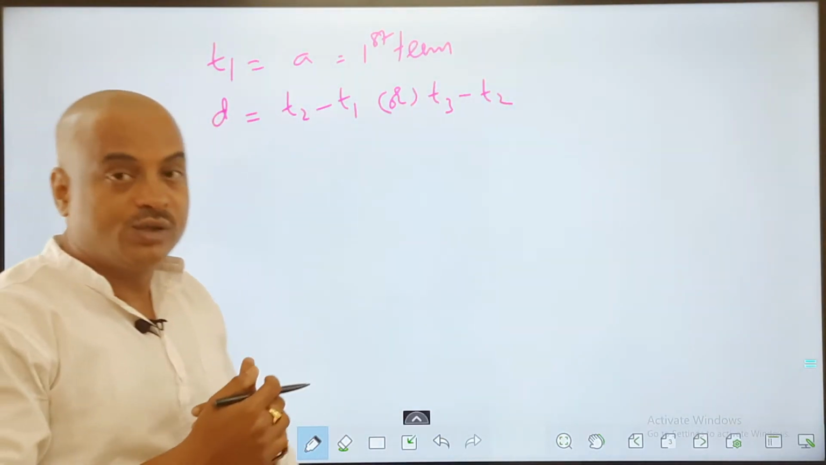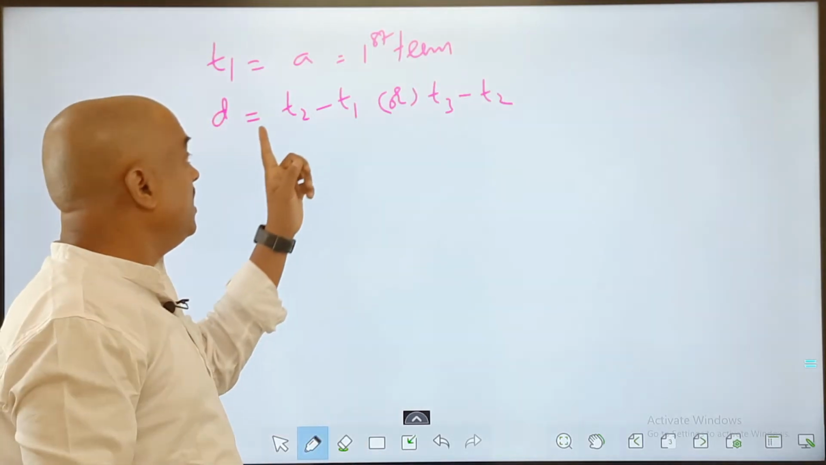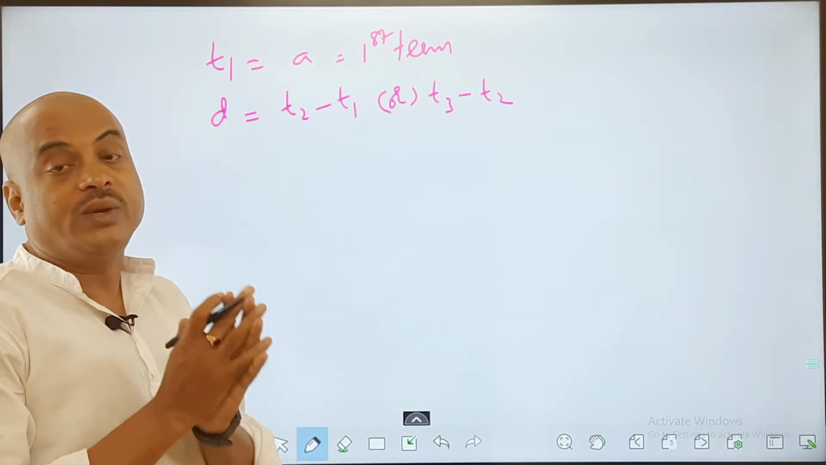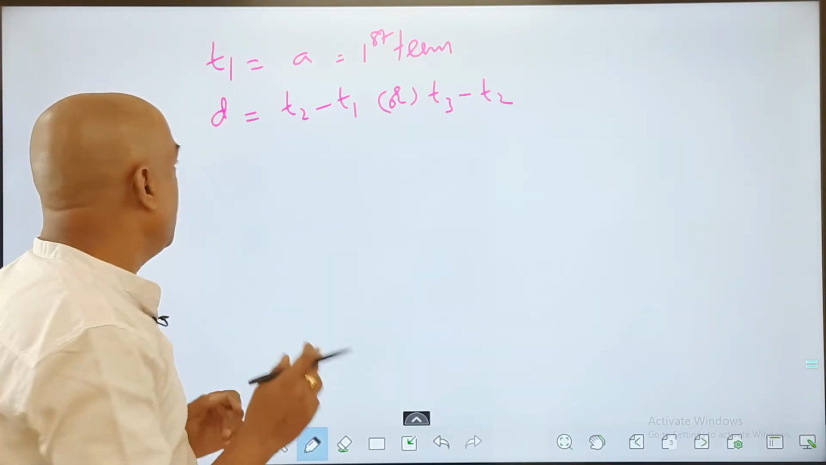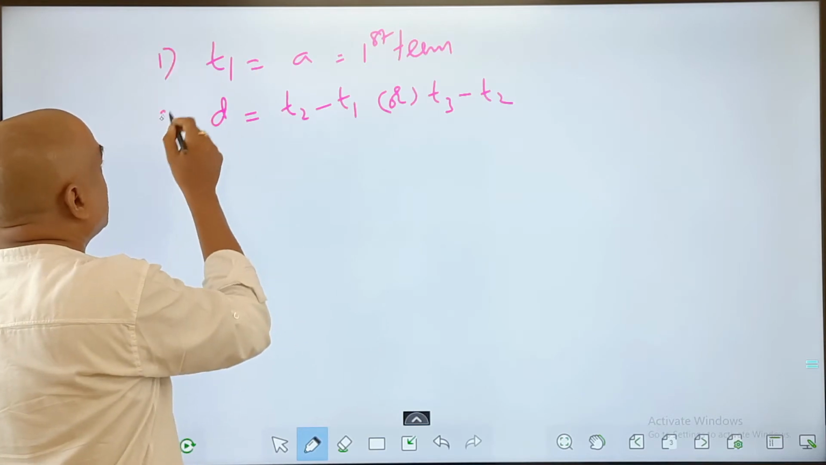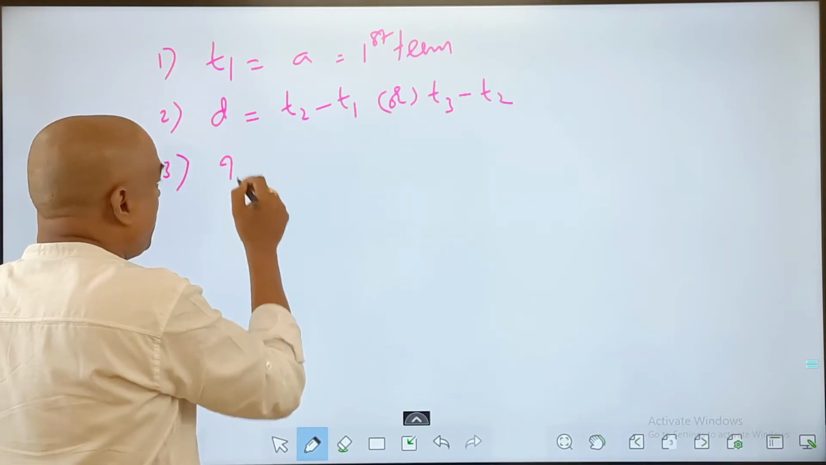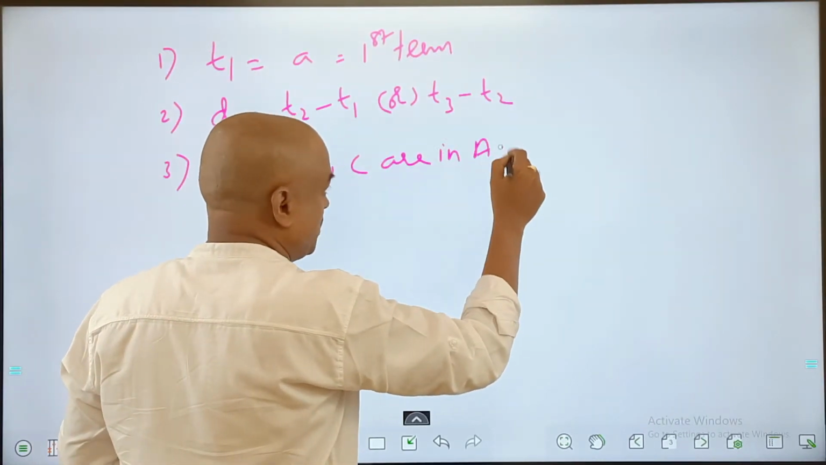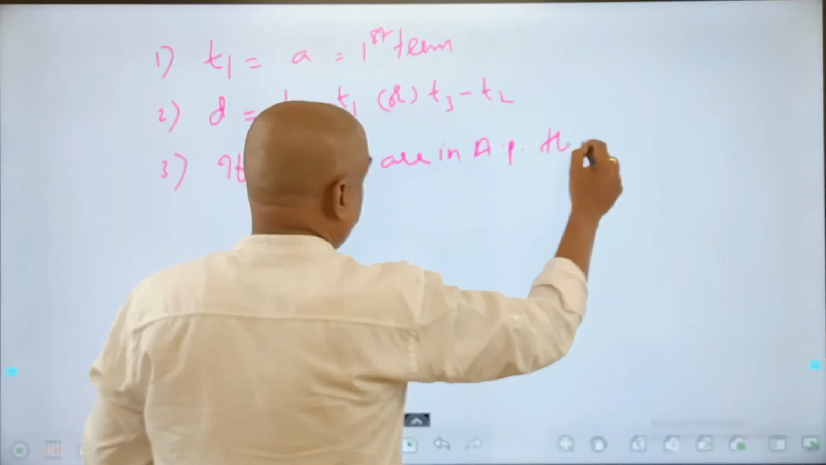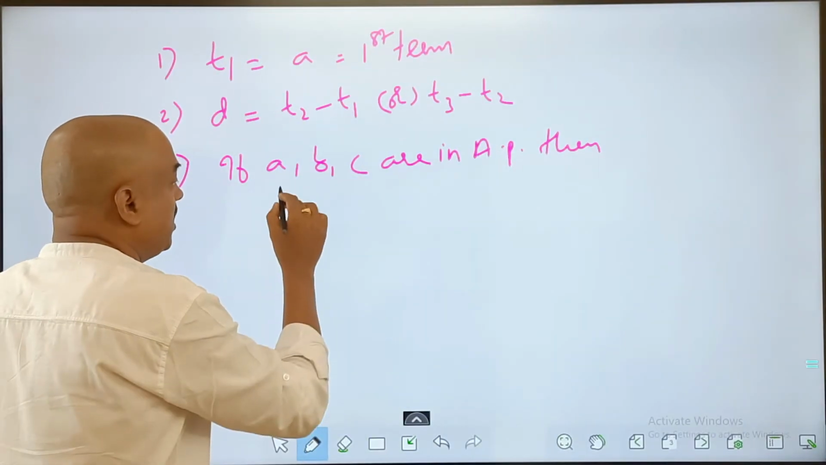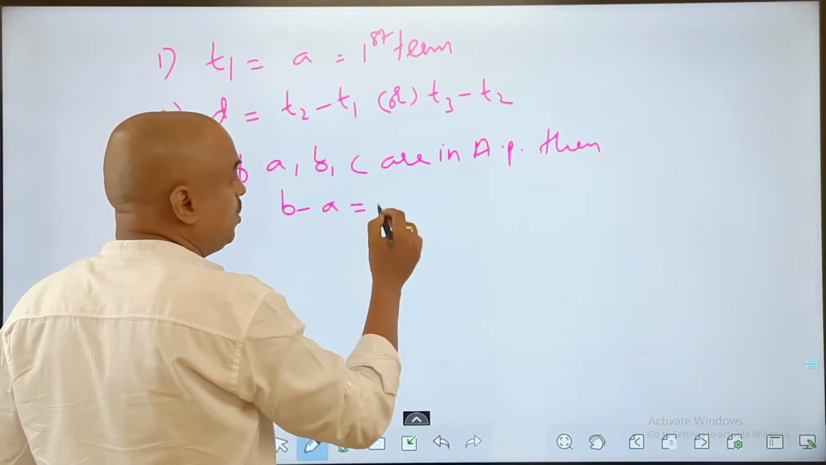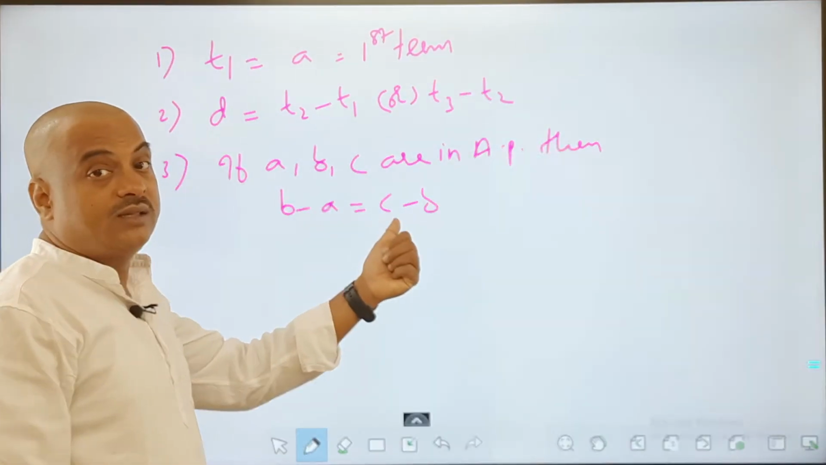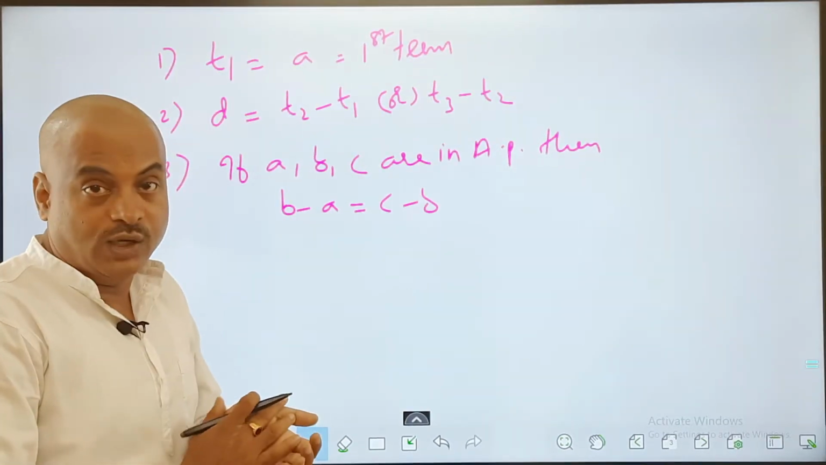So in other words, I can also say like this: whenever the differences T2 minus T1 and T3 minus T2 are the same, then we can call it an arithmetic progression. Now taking a reference here, this is the first point, second point, third point. If I say A, B, C are in arithmetic progression, then definitely B minus A must be equal to C minus B. Taking a reference of the second point, your second term minus first term and third term minus second term should have the same value of difference.